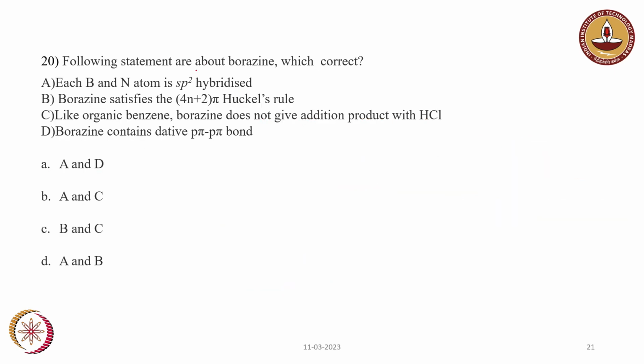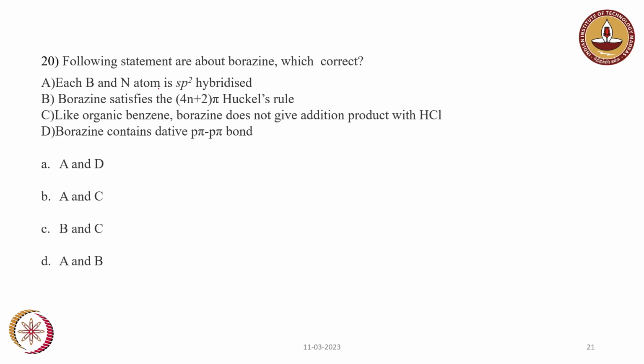Next question: the following statements are about borazine, which is correct? Option A is each B and N atom is sp2 hybridized. Option B is borazine satisfies the 4n plus 2 pi Huckel's rule. And option C is like organic benzene, borazine does not give addition product with HCl. And option D is borazine contains dative p pi bond.